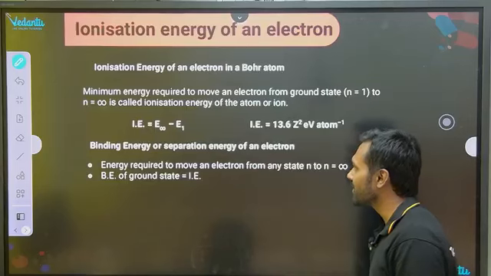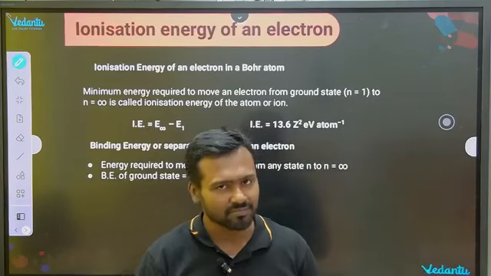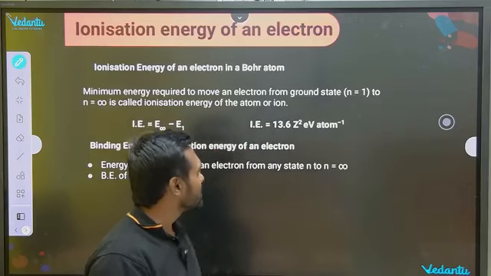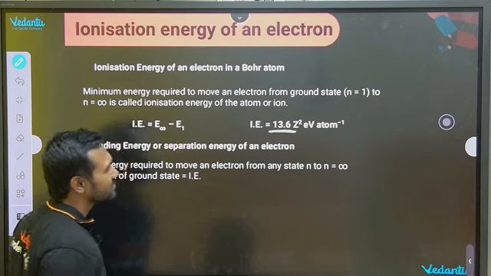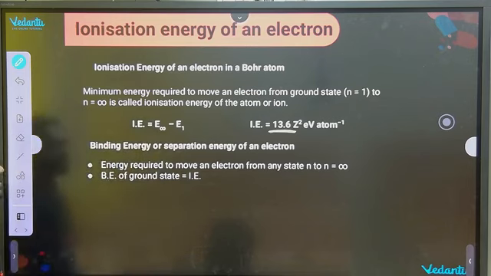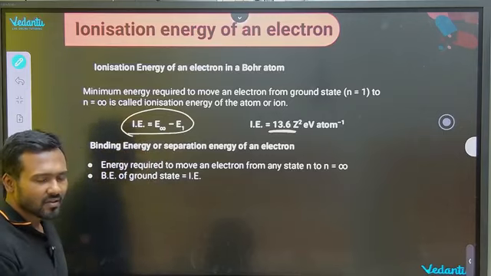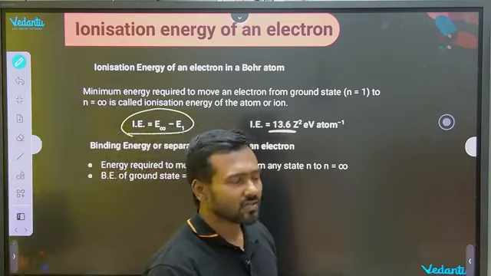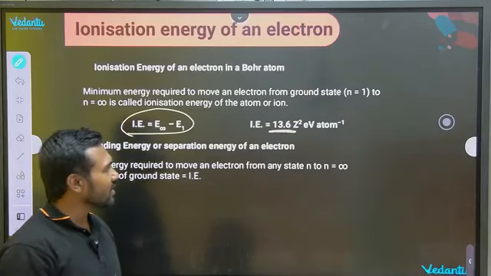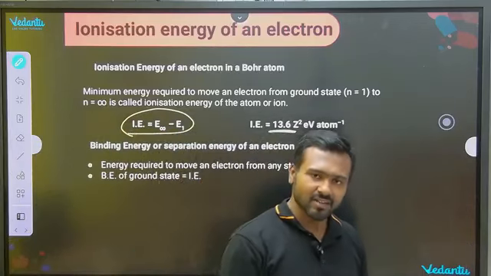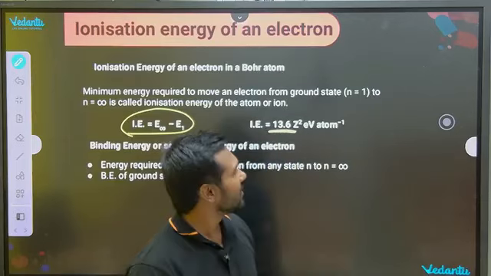What is ionization enthalpy? Ionization enthalpy means the amount of energy required to remove the electron. So how much energy is needed to remove the electron? That is 13.6. So ionization enthalpy is equal to E infinity minus E1. So if it gains 13.6 electron volt, then the electron will be out of the atom.